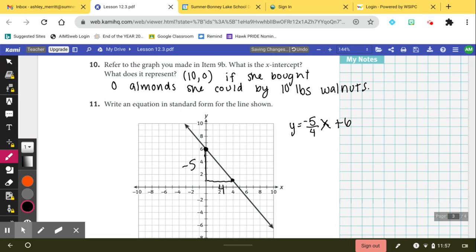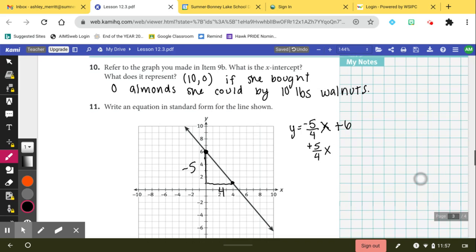Now that it's in slope-intercept form, I'm going to want to get it into standard form. So I want to move that x term to the other side. So I'm going to add 5/4 x, because negative 5/4 plus 5/4 is 0. Add 5/4 x to this side for the property of equality. So that gives me the equation 5/4 x plus y is equal to 6.